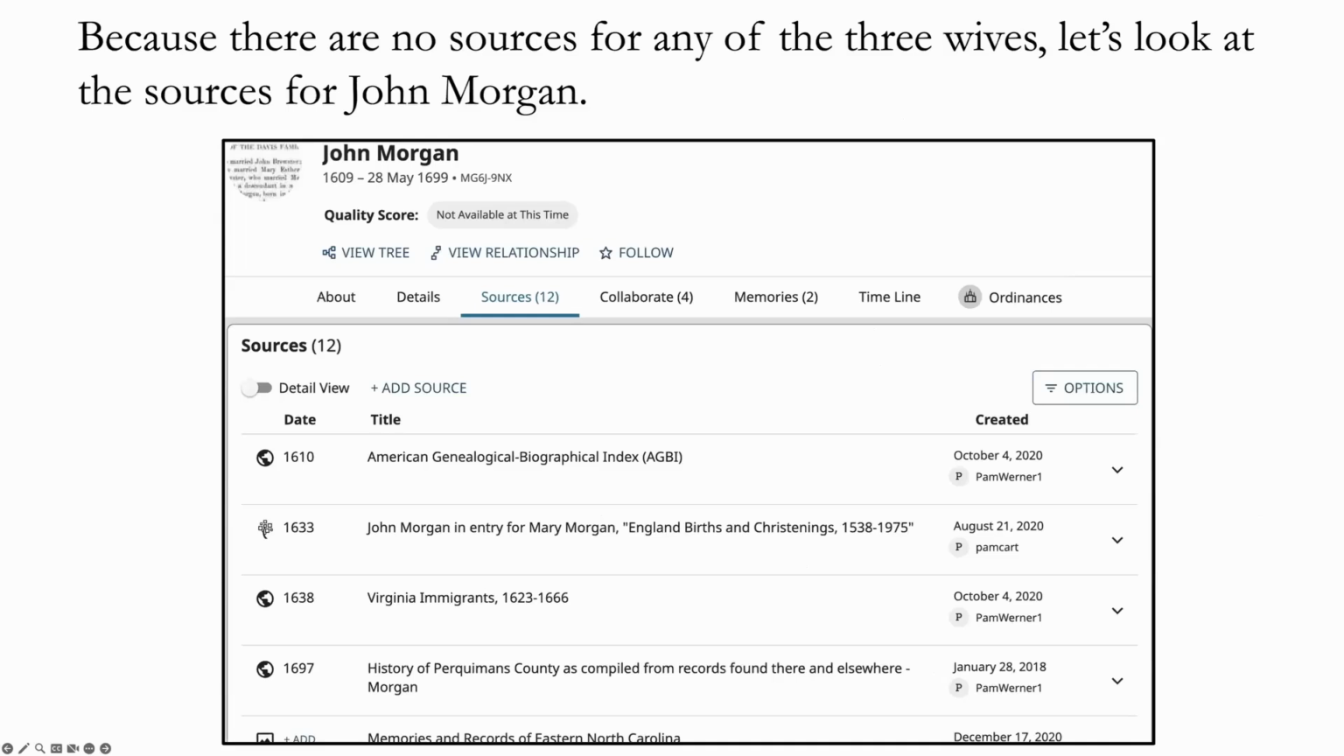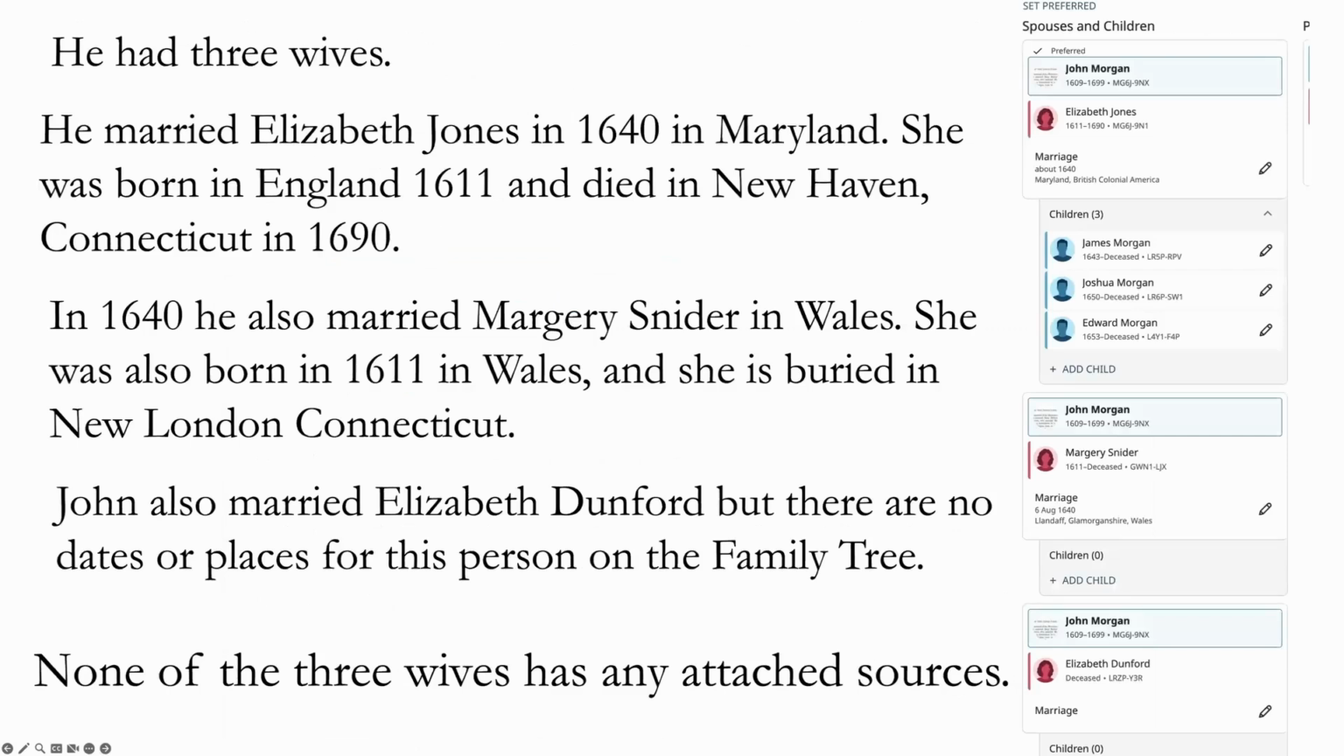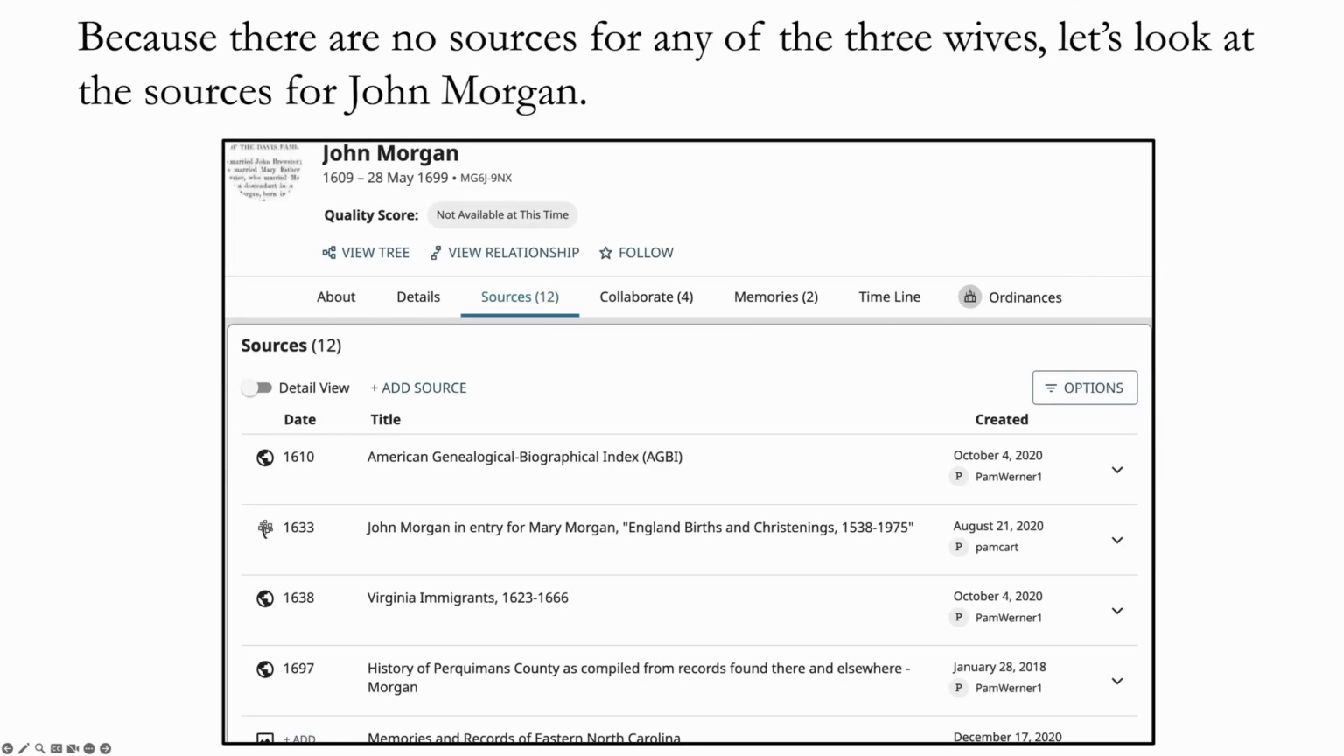So here's my rule. I don't have a definite rule that says that Elizabeth Jones was not married to John Morgan. But basically, until I get to do the research and either find that there's another wife at another time, or find that Elizabeth Jones in Connecticut could not possibly have been married to John Morgan, I'm not going to take it off the family tree. I'm not making any changes until I have a source that supports what I'm doing.